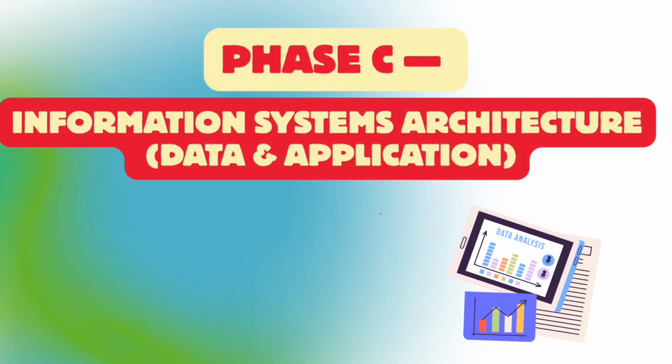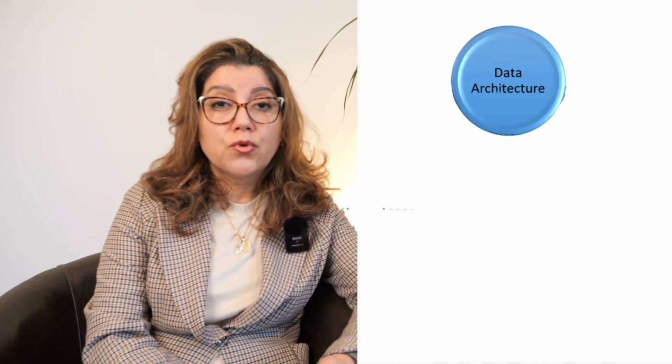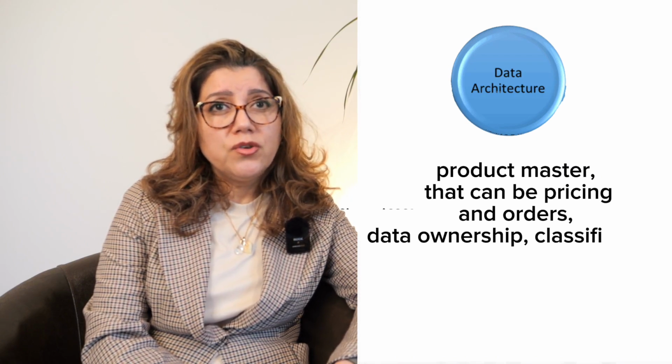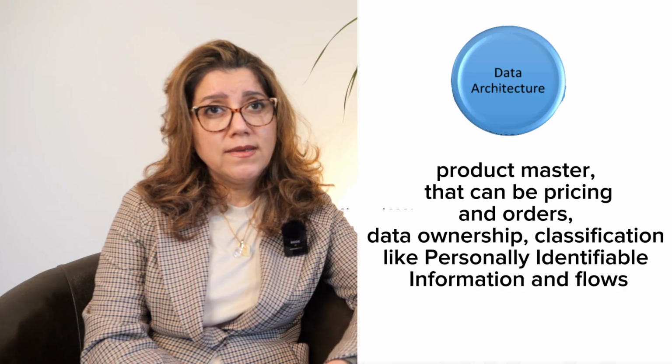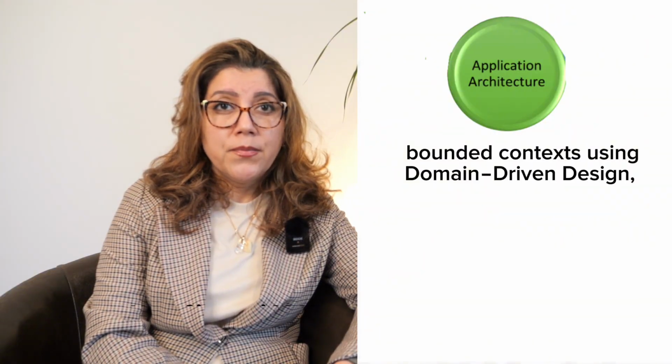Phase C, information systems architecture: data and application. Phase C of TOGAF ADM has two streams, data architecture and application architecture. For data architecture, define domains such as product master, pricing, and orders, data ownership, classification like personally identifiable information, and flows. For application architecture, define bounded contexts using domain-driven design.